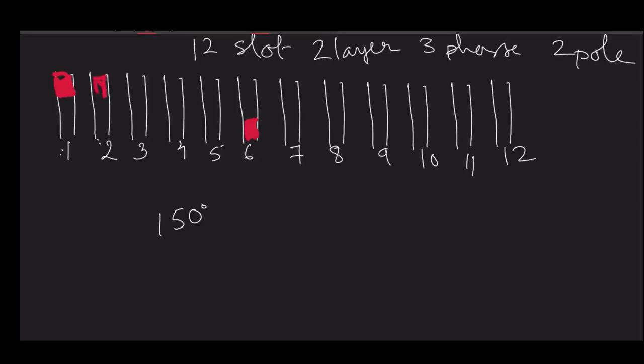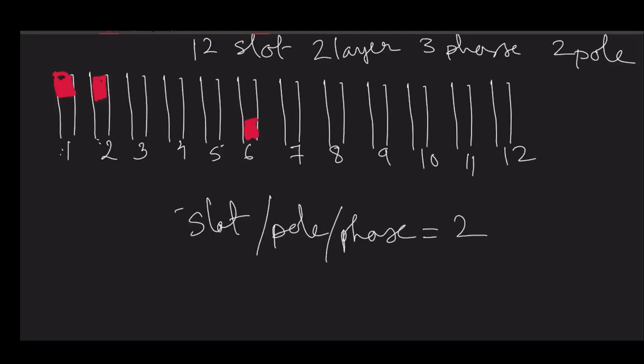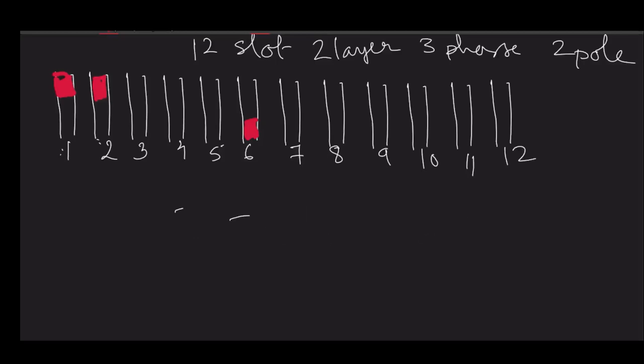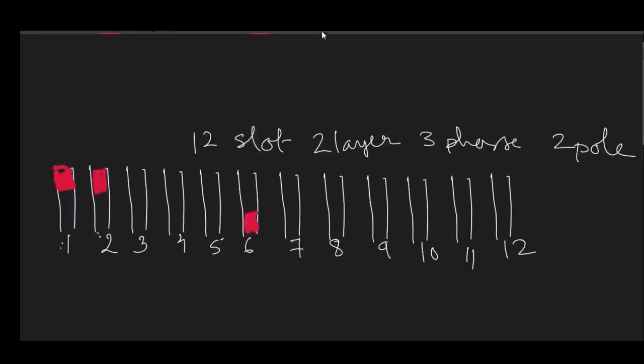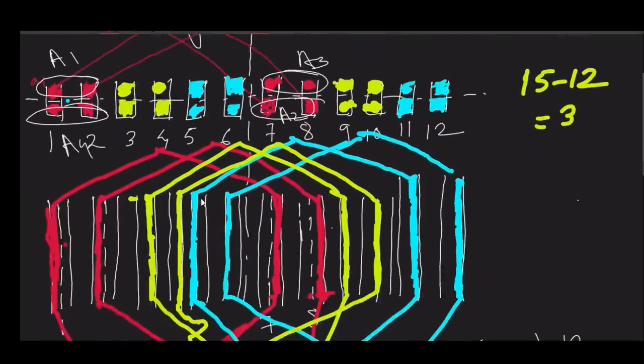Similarly for the other coil, for 12 slot, 2 layer, 3 phase, let me write it very clearly, the number of slots per pole per phase is still 2. So even if you chord it, you cannot change it. So how to realize that? Let us see. It's going to be very interesting. However, I cannot draw in the previous one. I think you have got some idea.